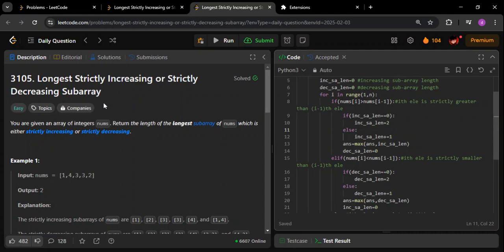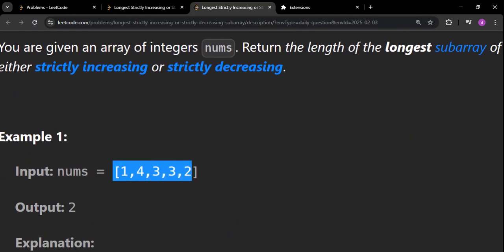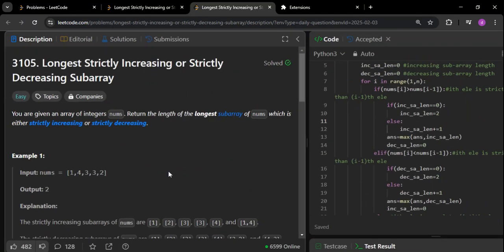Now coming to this question, 3105, longest strictly increasing or strictly decreasing subarray. The name is very clear. Let me directly go to the input. This is the input given to you. What you have to ensure is that you will have to return the length. You are given an array of integers nums, return the length of the longest. Remember, the word longest is very important. If you don't see this, then you are not understanding the question correctly. So please pay attention to every word here.